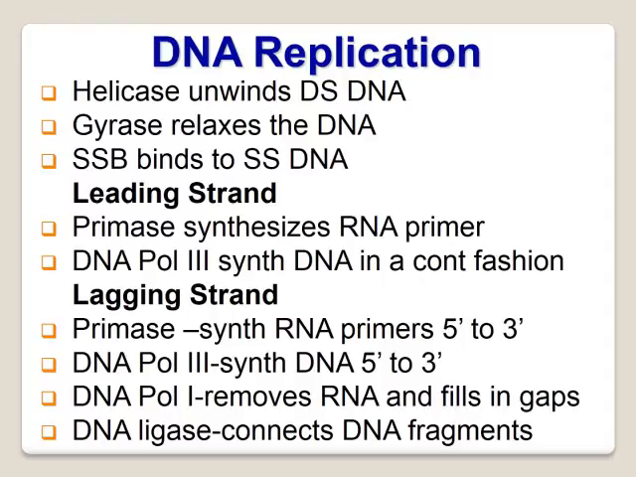Now, since it's not possible to do it in one complete fashion, it does it in sections, which means that instead of one RNA primer being laid down, like for the leading strand, it lays down quite a few RNA primers as the replication fork opens up. So RNA primer is laid down by the primase, DNA polymerase 3 extends it. DNA polymerase 1 comes in and chews up the RNA primer because it doesn't need to be there in the final DNA product.